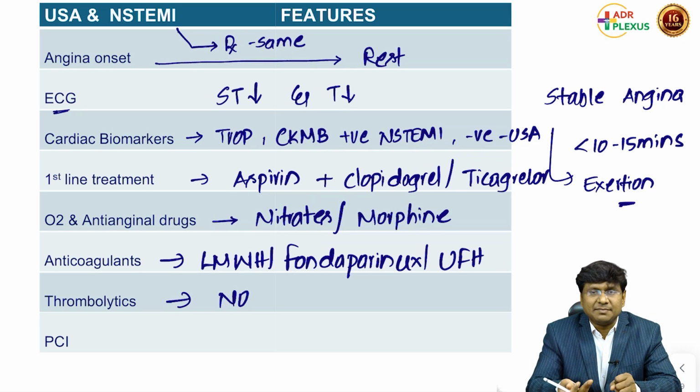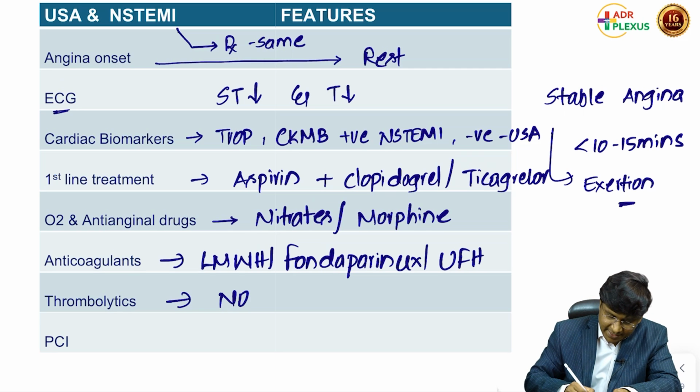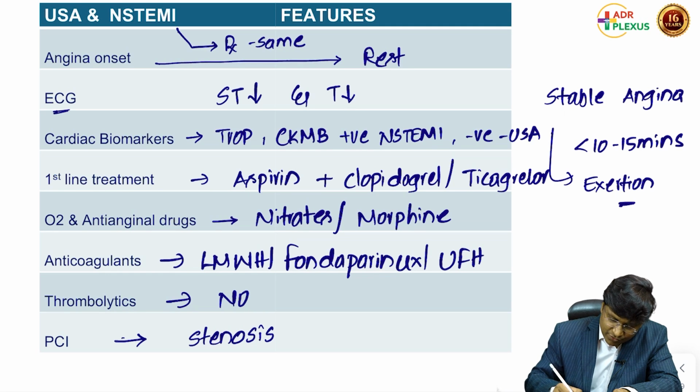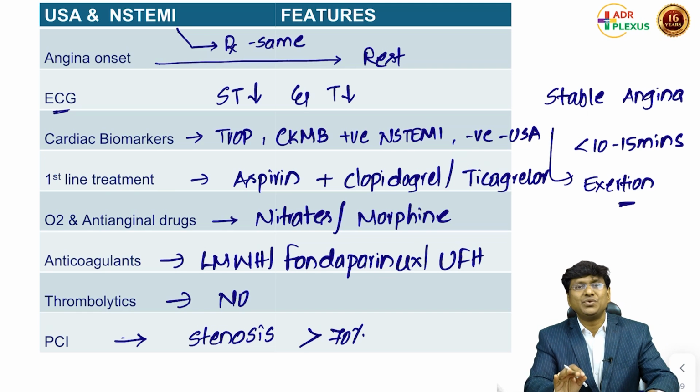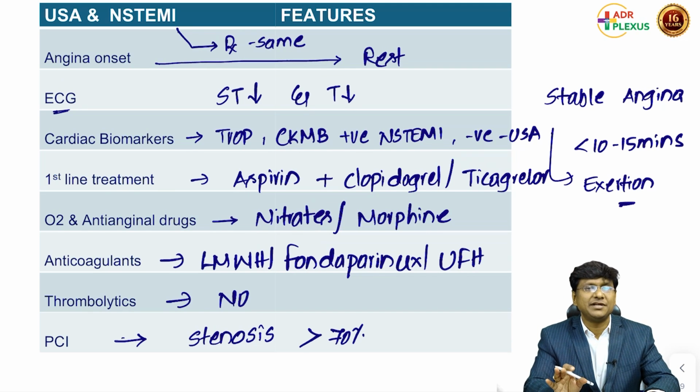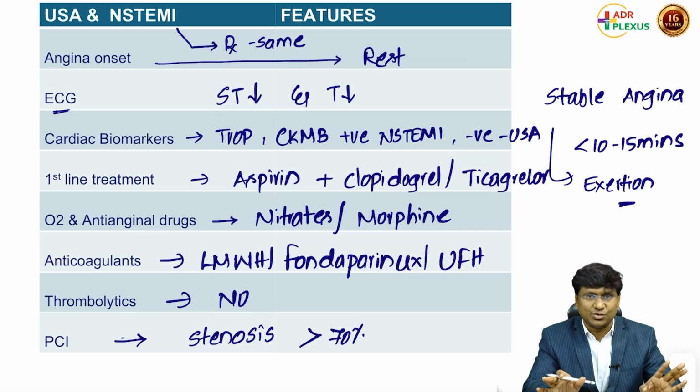And once the individual is stabilized, you need to do a coronary angiogram. In the coronary angiogram, if the stenosis of the coronary artery is more than 70%, then you need to plan for PCI, that is, percutaneous coronary intervention has to be done. So this is about unstable angina as well as NSTEMI in total.